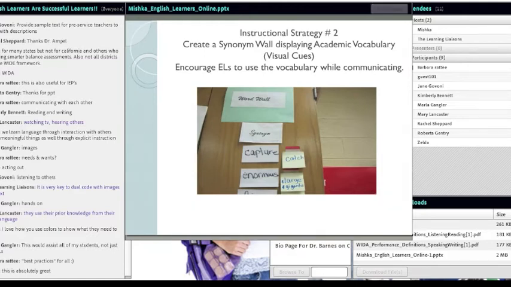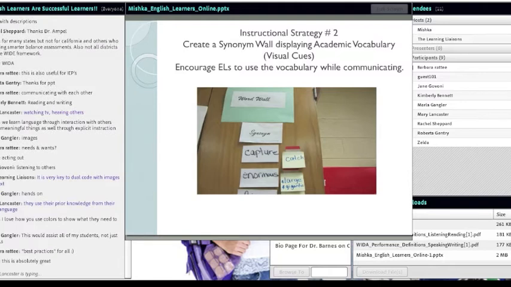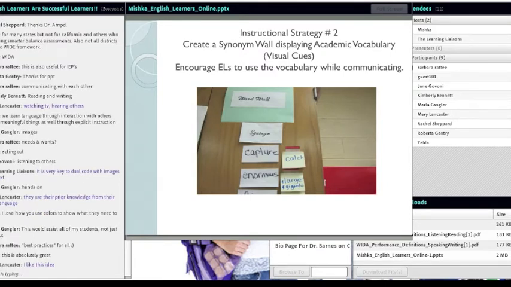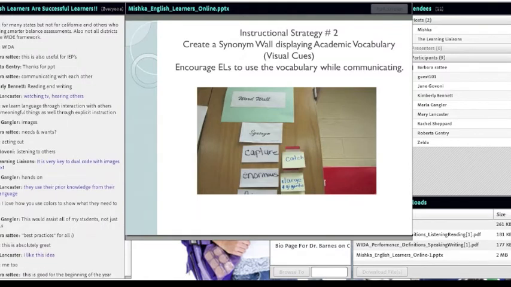So this is also a very good idea to help ELs acquire academic vocabulary in the classroom. Yes, it's very helpful. And I've made it where I would have all of these word walls on my wall. I create little booklets with words and synonyms next to it. It's a great resource. Yes, it is great for the beginning of the year. Exactly.